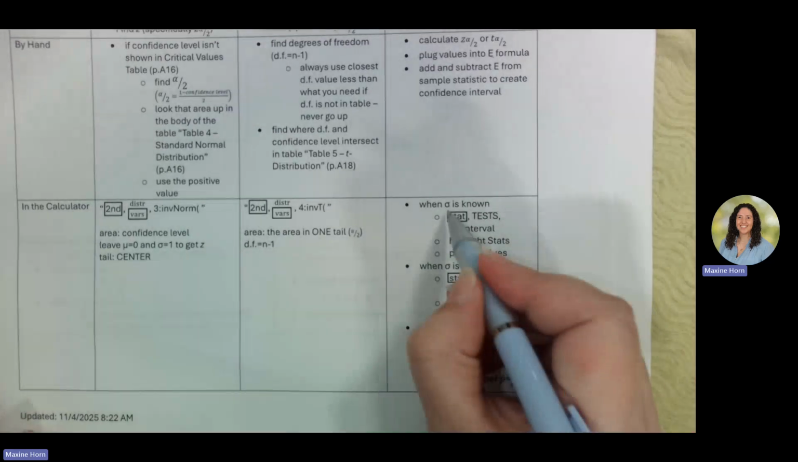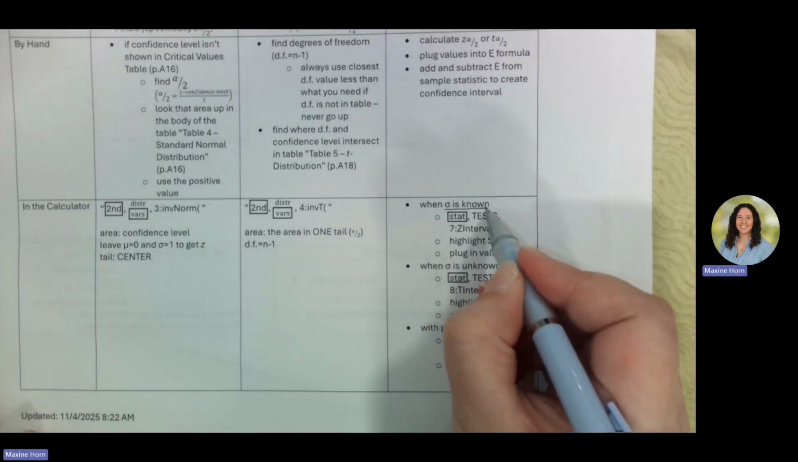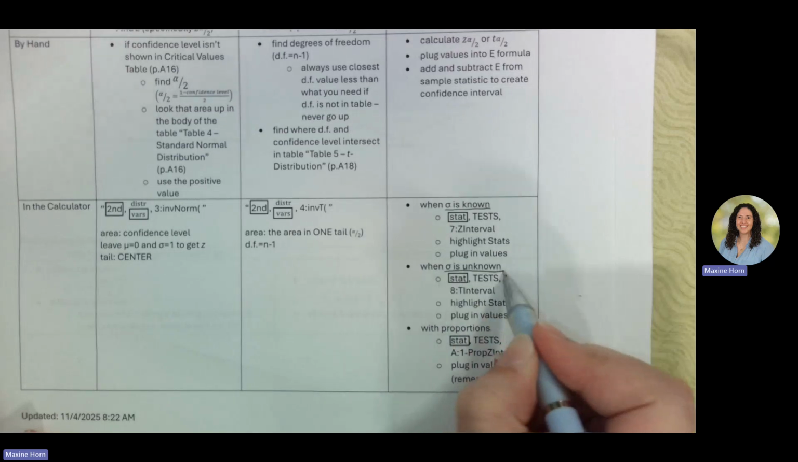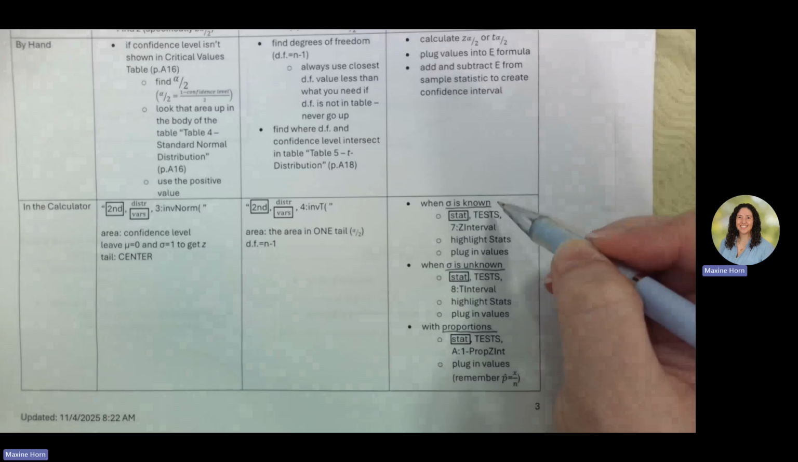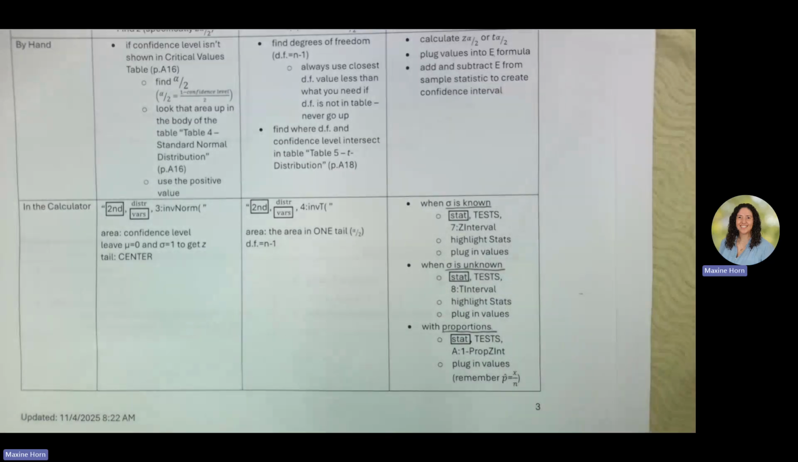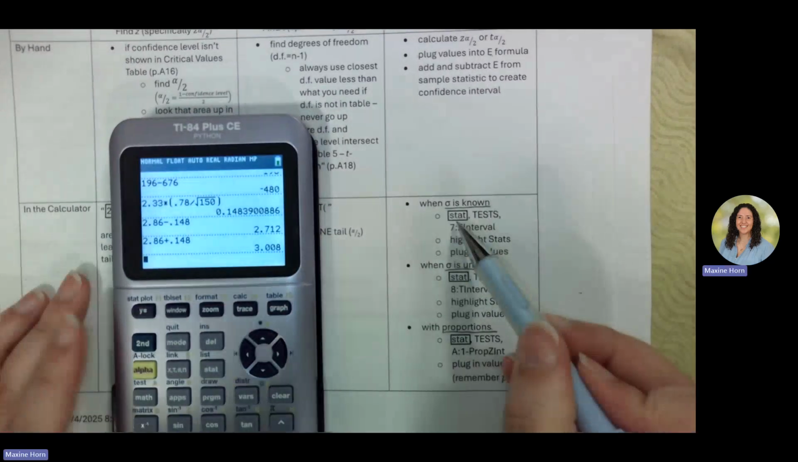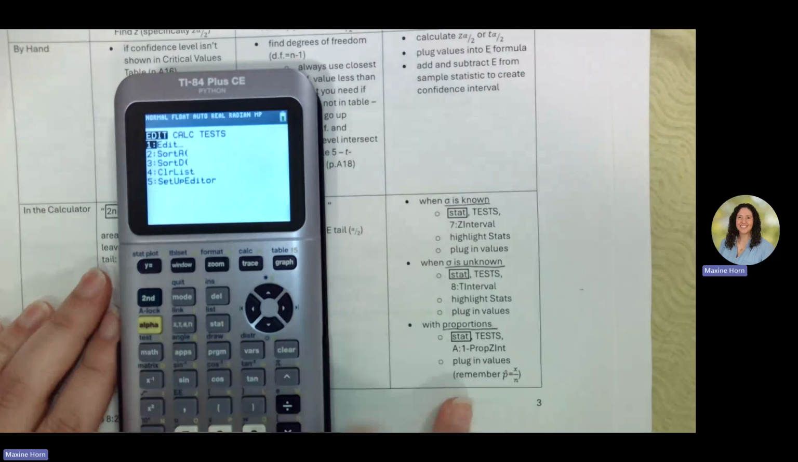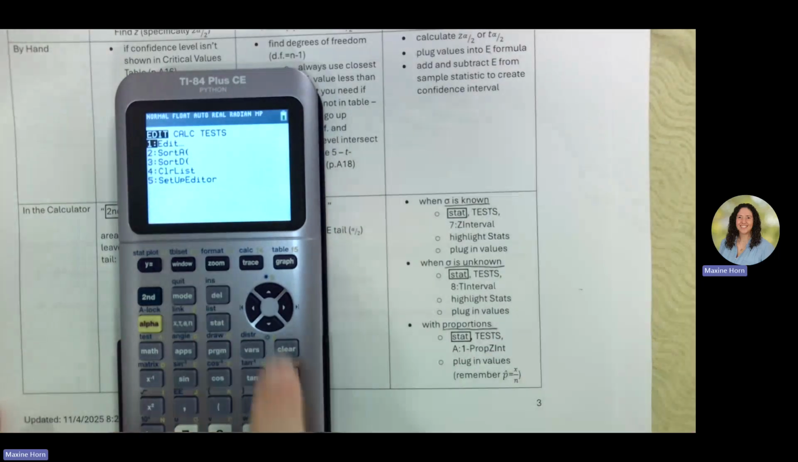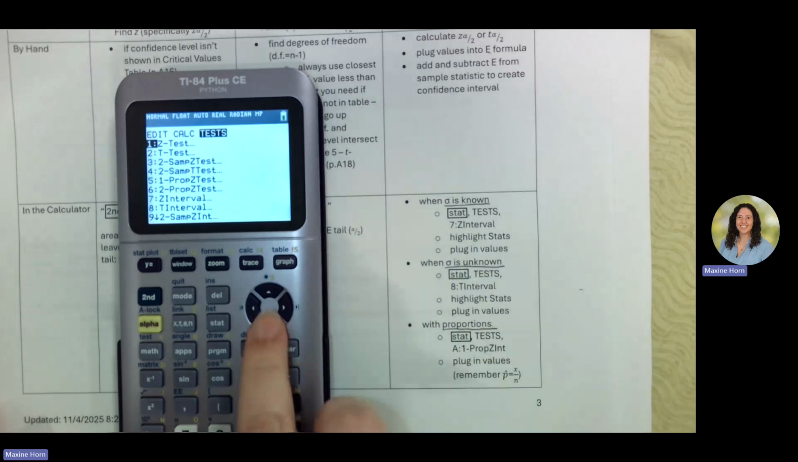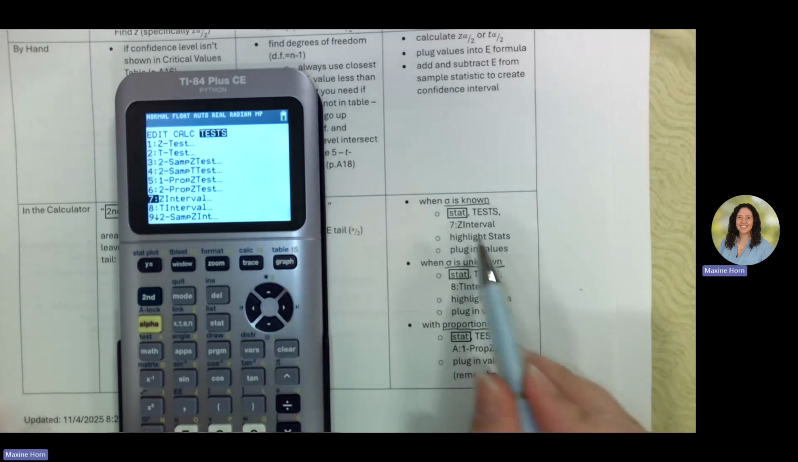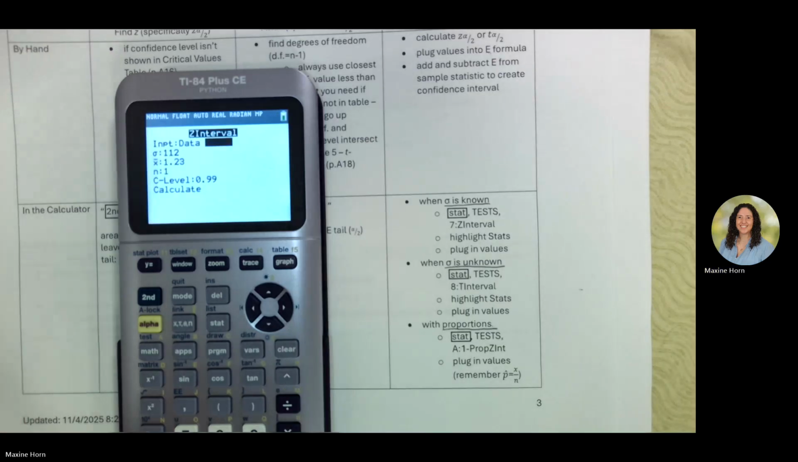So again, we've got our 3 different scenarios. Either our population standard deviation is known, or it's unknown, or we're dealing with a proportion. So here it was known. Okay, so what are we going to do? We're going to go to stat, right? Stat button. We're going to arrow over to tests, and we're going to go down to number 7, which is Z interval. This is a confidence interval, and it's using a Z-score, so Z interval.